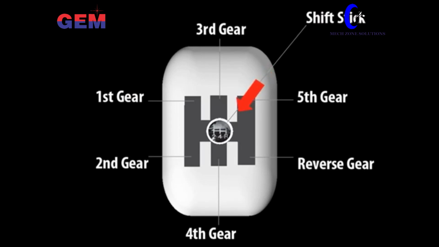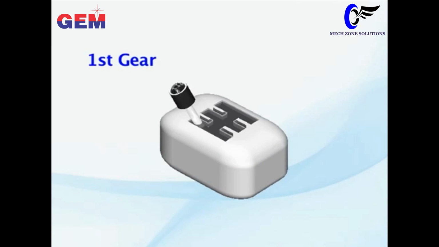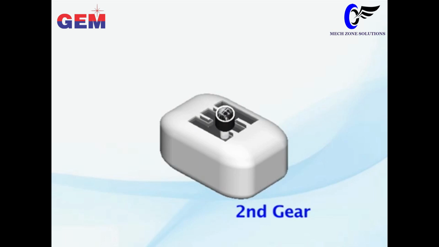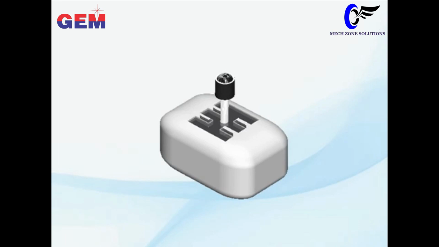The knob in the middle is the shift stick. The default position of the shift stick is in the middle. This position is called neutral position. Make sure the shift stick is in neutral position before starting the car. When the car is started, we will shift into first gear, then go to second gear, and so on. If we want to reverse the car, we will shift into reverse gear. When the car is stopped, the transmission should be put into neutral position.